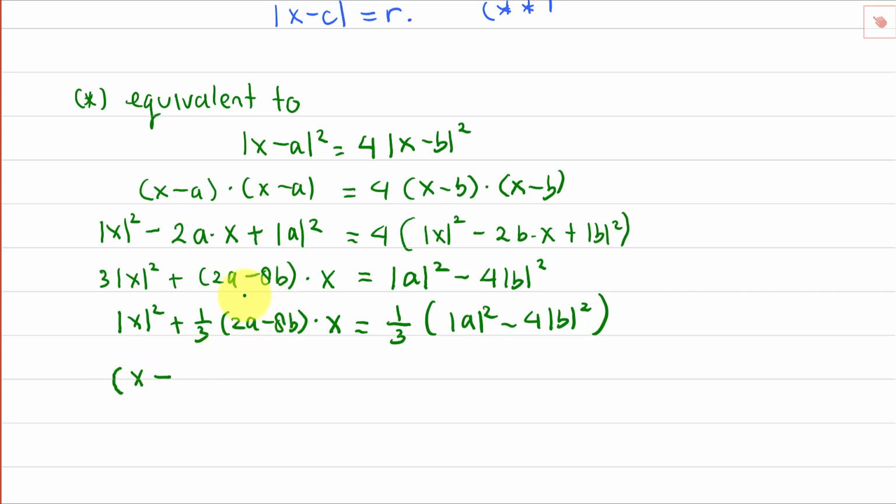So usually when we do completing the square, we take half of this coefficient. So half of that will be 1/2 of 2a minus 8b. So actually, we can just divide the two across this 2a minus 8b. So we'll turn this into a minus 4b. And then multiply with itself, right?